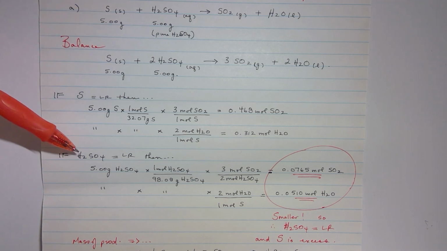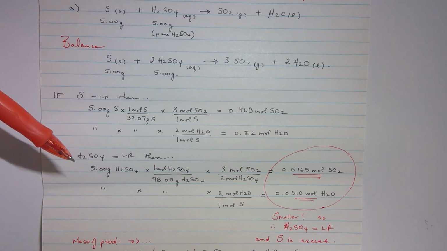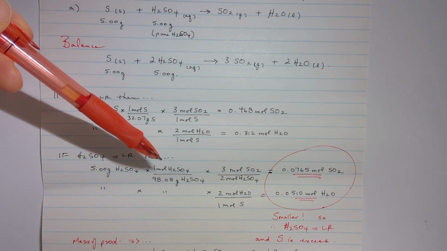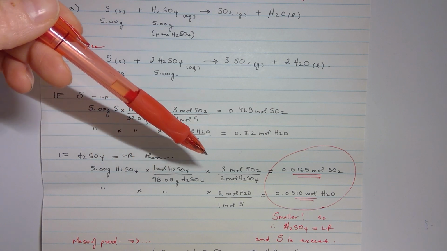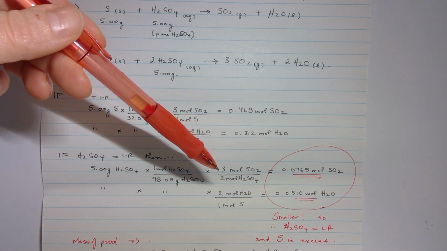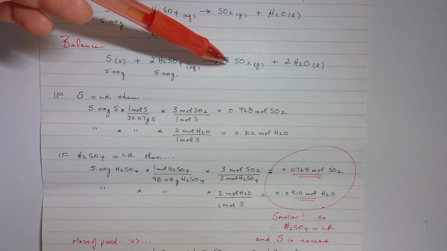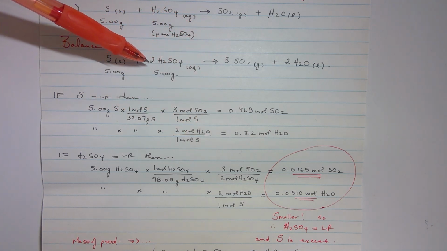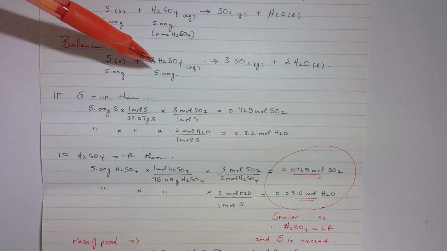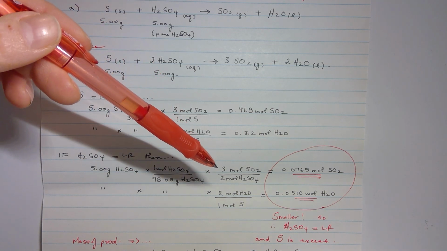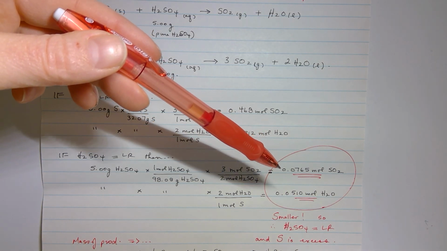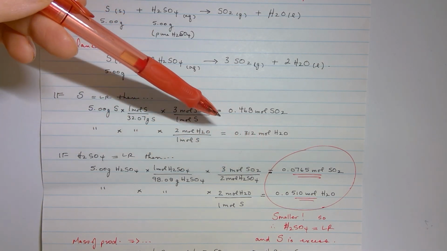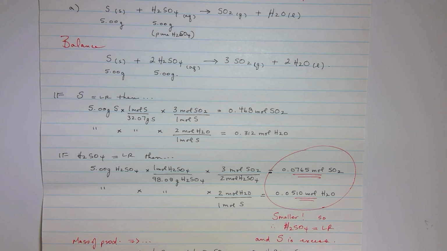Now, if the sulfuric acid were the limiting reagent, 5 grams of sulfuric acid, convert to moles of H2SO4, and use the balanced equation, where it tells me that 3 moles of SO2 are formed when 2 moles of sulfuric acid are consumed. So there I have 3 to 2. And I have this many moles of SO2 produced. A lot less. See, there's a 0 after the decimal place, and a lot less moles of water. So I've circled it. This is the smaller amount of product that forms. This tells me that sulfuric acid is the limiting reagent.